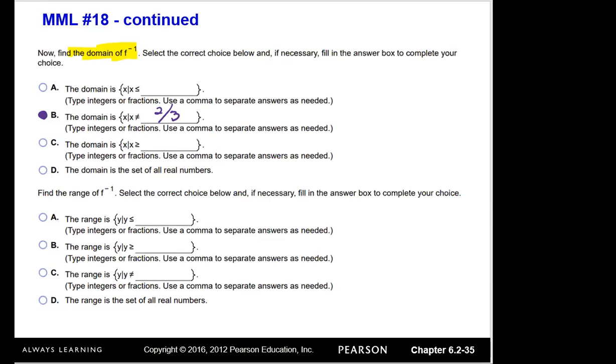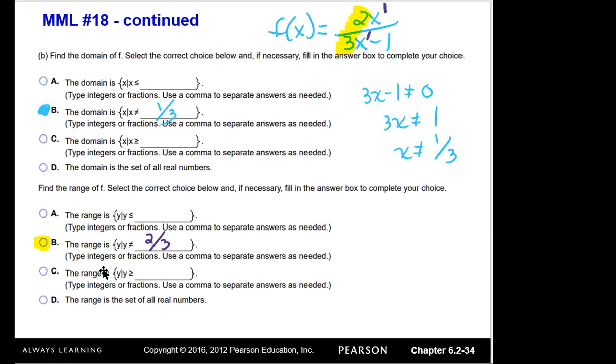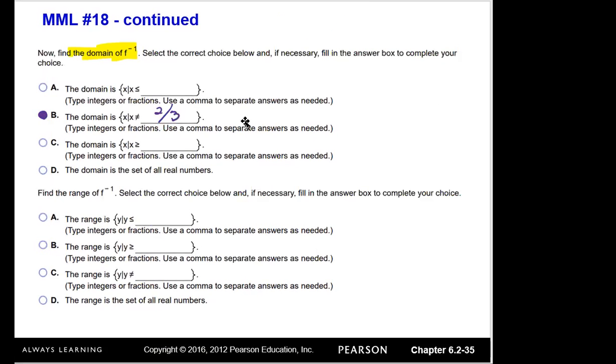And slide one back. Here, the range or the domain was all x's such that x cannot equal 1/3 in the blue. That is now my range for my inverse. So this would be choice C and put the 1/3 in there. It's just that easy. They just switch places. And that is 6.2. You guys got any questions?